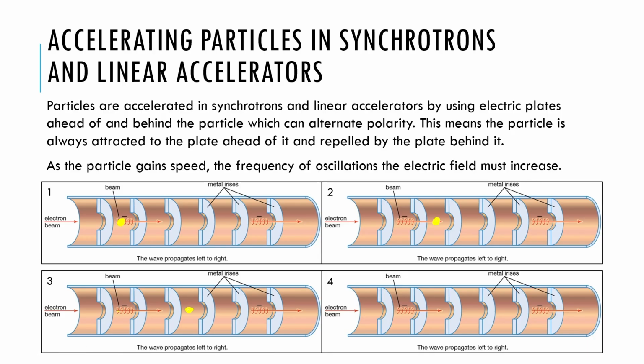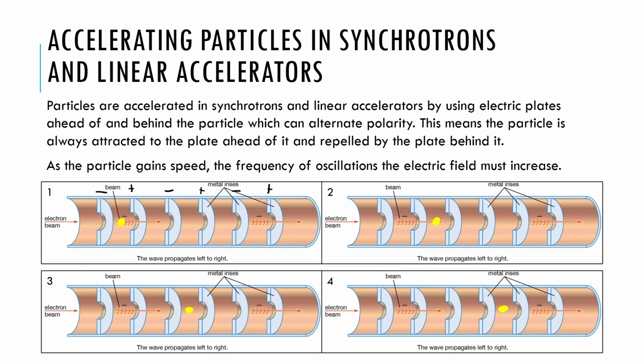Step 3 is going to be between the third and fourth, and step 4 is going to be between the fourth and fifth. So essentially, we're watching this electron progress through the accelerator at different periods of time. At the first point in time, the odd plates are going to be negative in charge, and the even plates are going to be positive in charge.